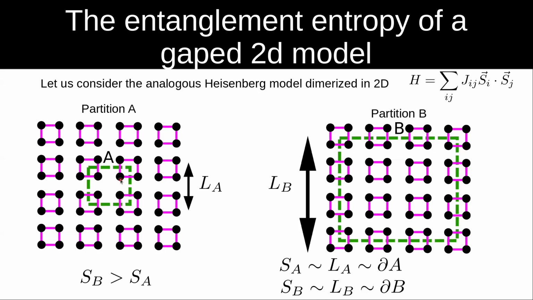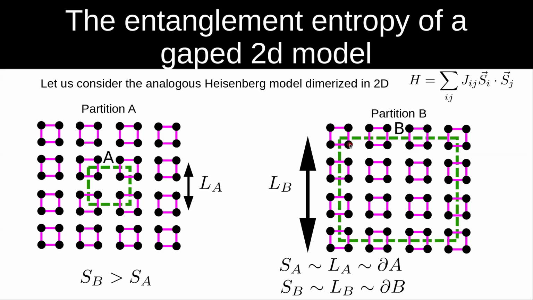Now, with this ground state wave function, we can again take 2 different bipartitions of our system, and we can ask ourselves what is going to be the entanglement entropy for the 2 bipartitions. So we can take bipartition number A that cuts essentially all these bonds over here, so a total of 8 bonds, or we can take bipartition B that cuts many, many more bonds.